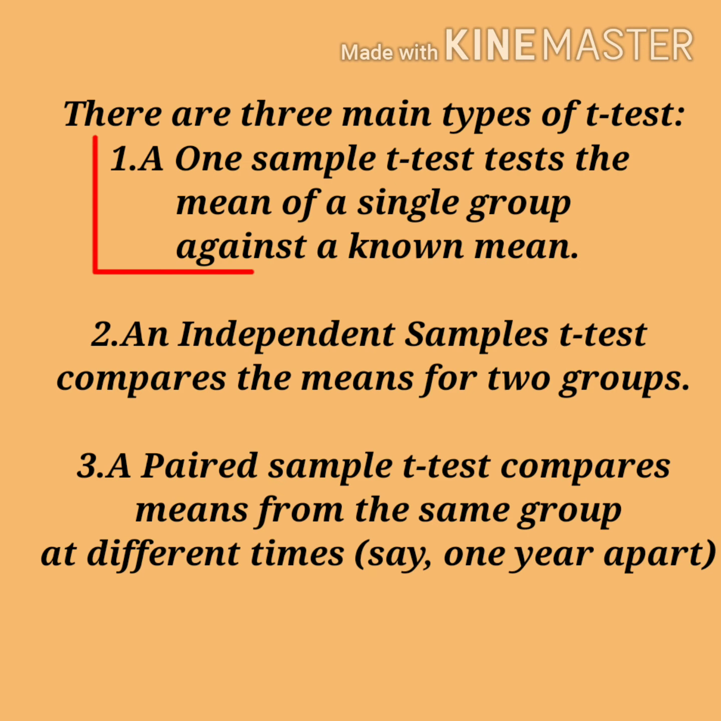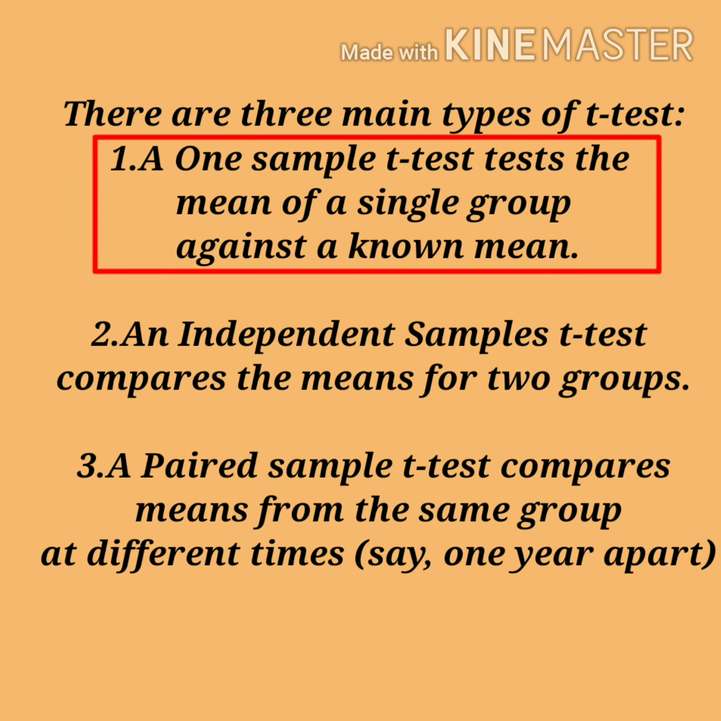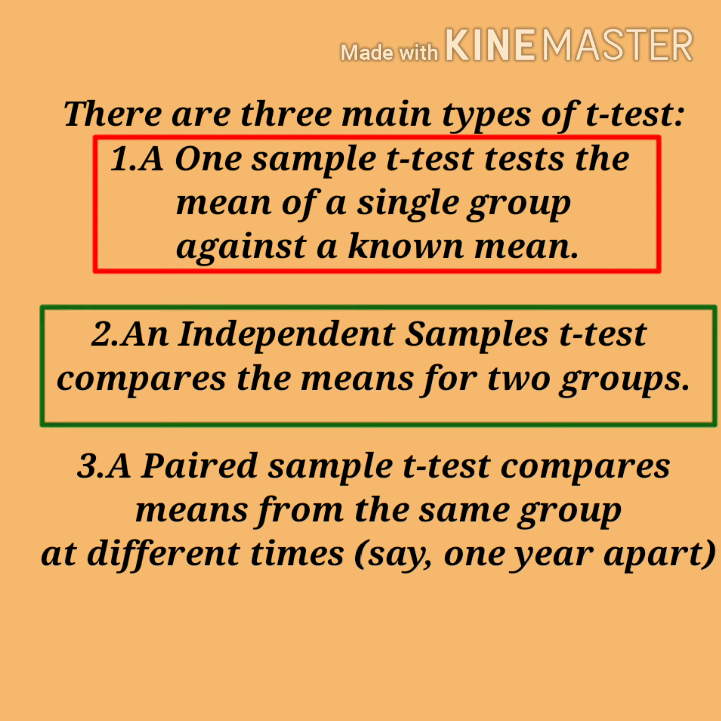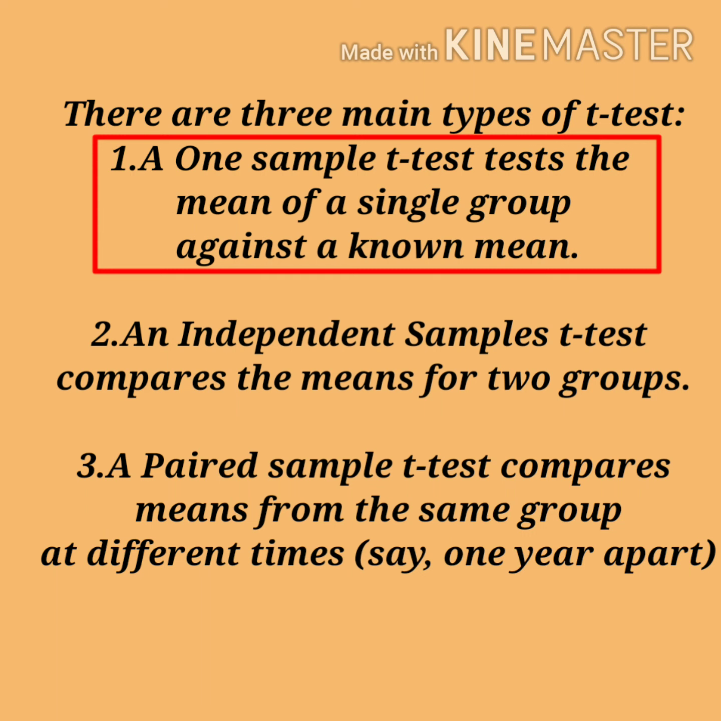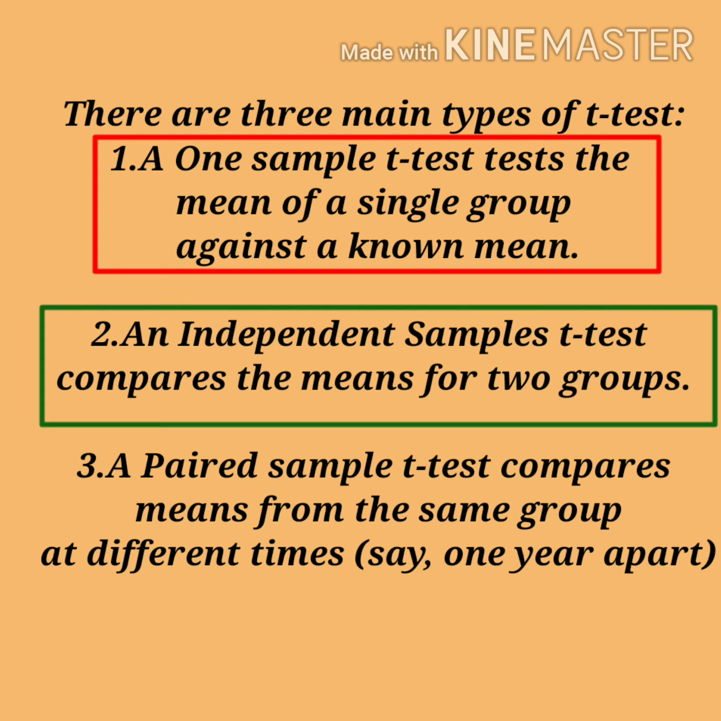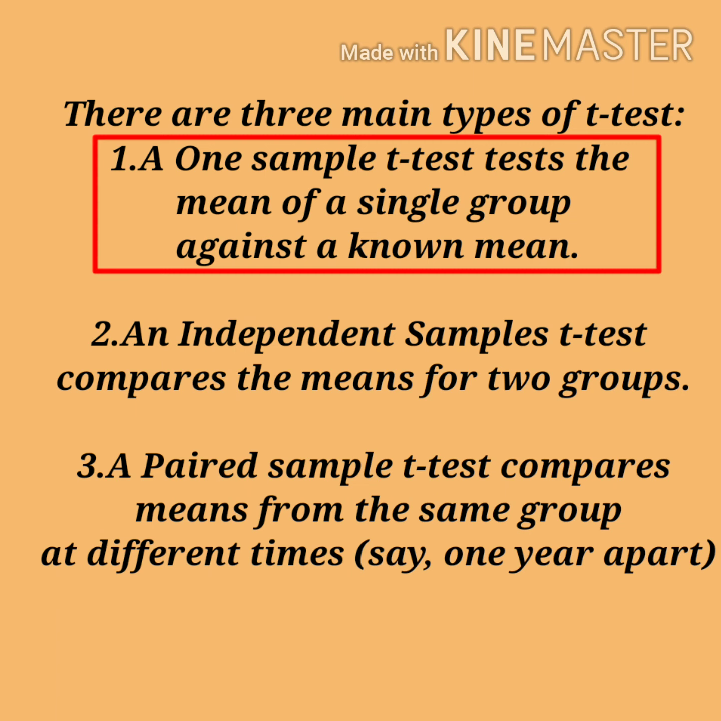So I hope everybody understands the one sample t-test. In my next video, I am going to discuss the independent sample t-test, which compares the means of two groups. It means there will be two independent samples in that particular type of t-test. Clear?